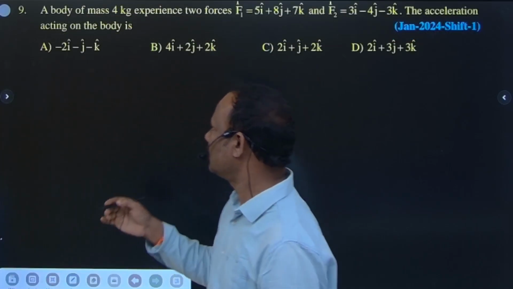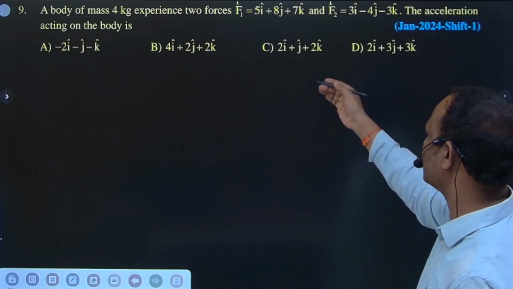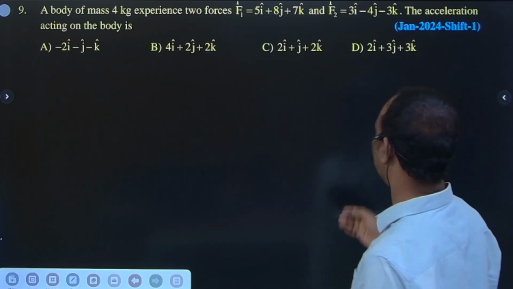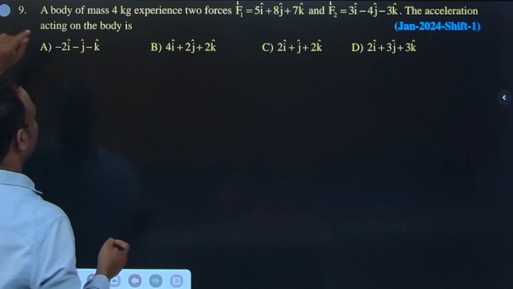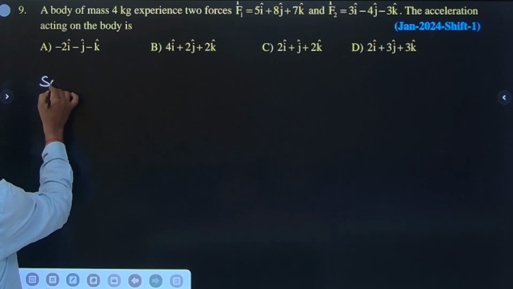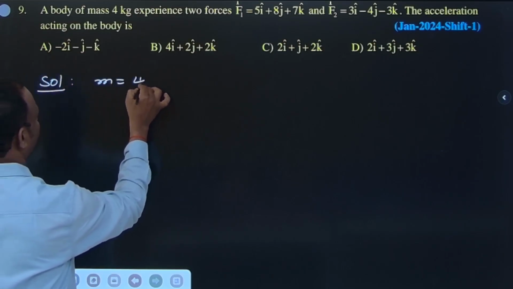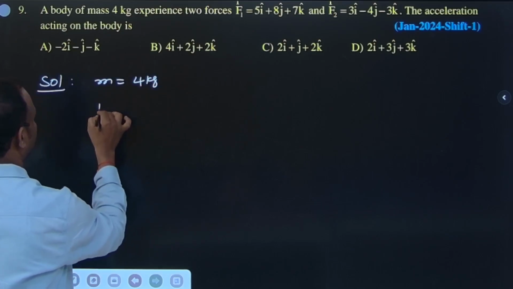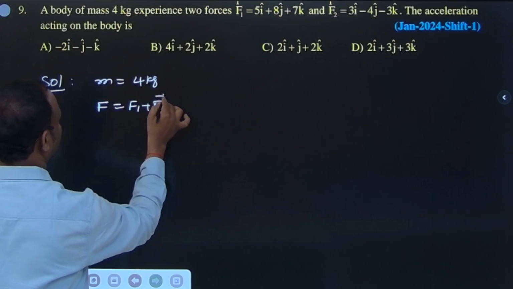This one is based on just vectorial conditions. Two forces are given, F1 bar and F2 bar, acting on the body. What is the acceleration? First, what is the mass of the body? 4 kg. Next, net force is equal to F1 bar plus F2 bar.